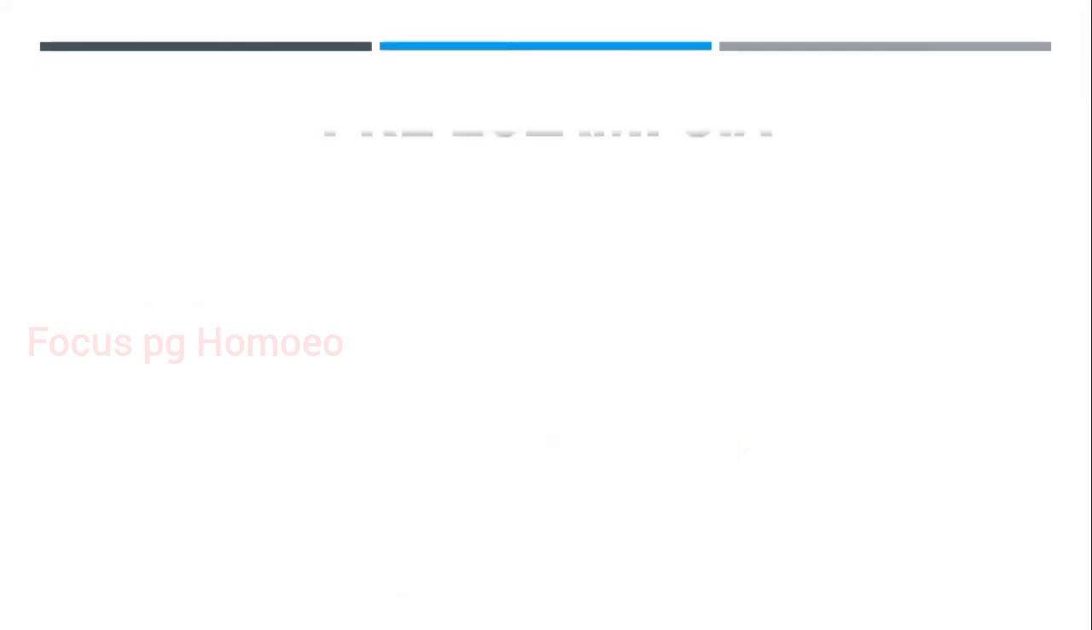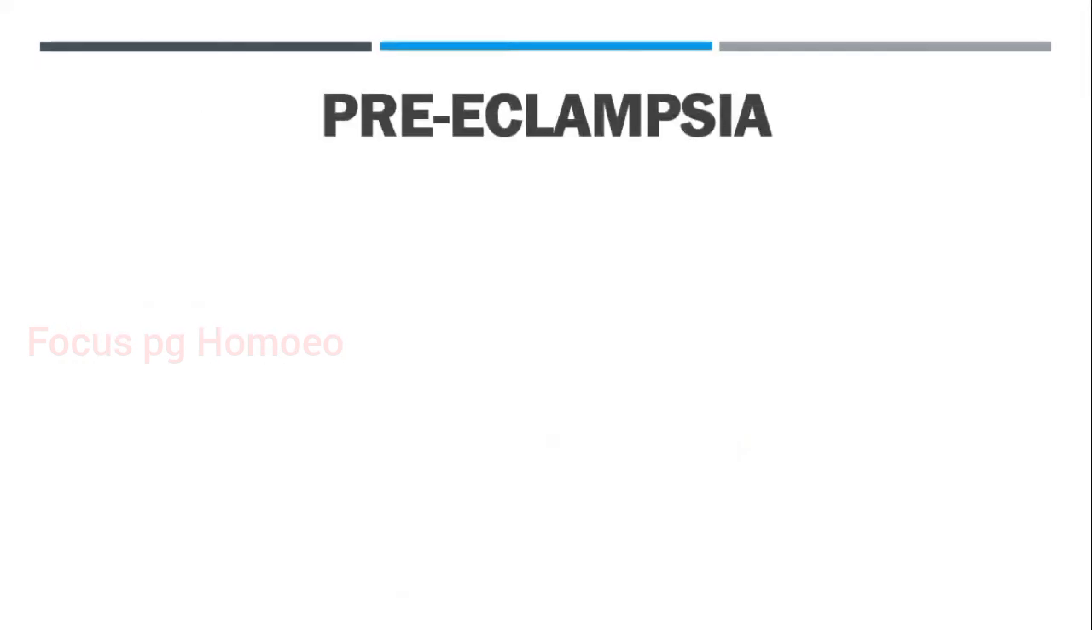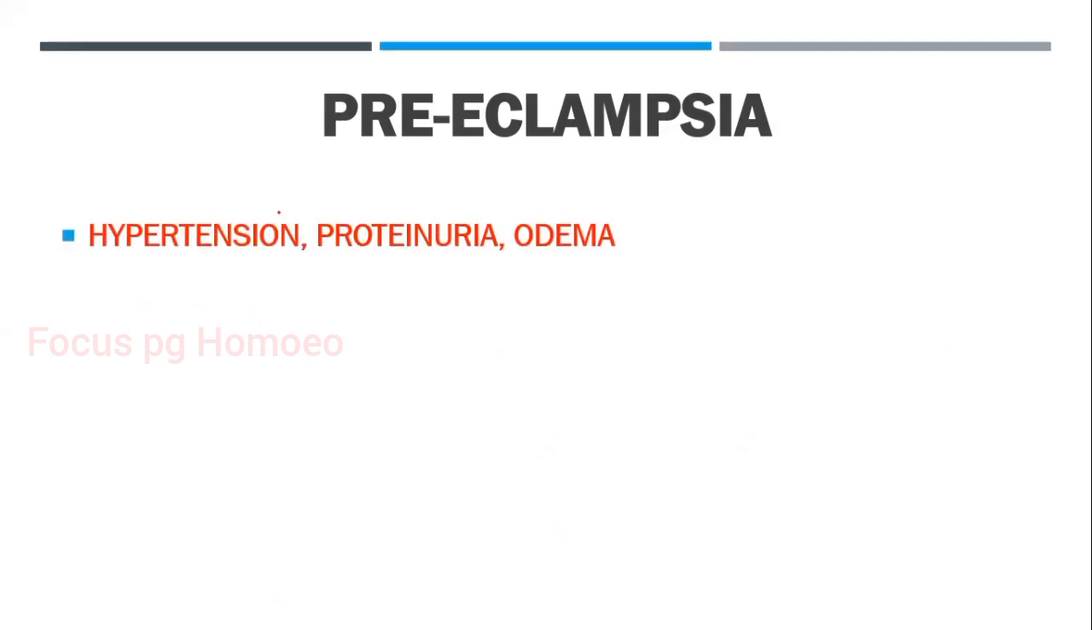Next topic is pre-eclampsia. These are all small topics which are important from the exam point of view. I've covered only the main important points. In pre-eclampsia, we all know there is hypertension, or increased BP, which comes into the picture when the word pre-eclampsia or eclampsia comes up. One condition that should come to your mind is hypertension.